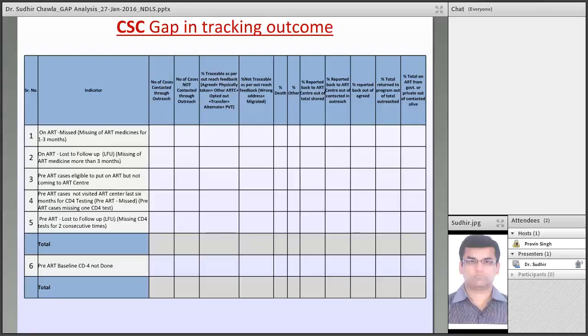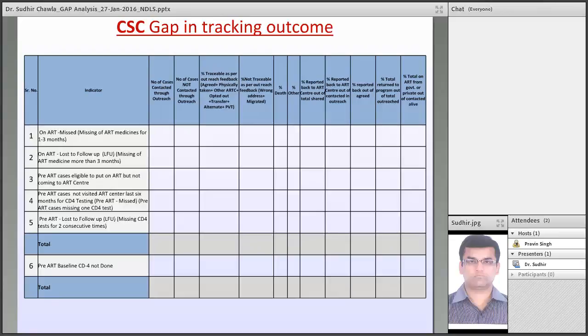If there are some genuine reasons, we can work on them, reduce this gap, and return these patients to the ART center. We have to work on this. 100% of those who agreed to come should return to the ART center, provided proper counseling is done in the field so that they understand the importance of ART and adherence to ART. Then we can further look at those who returned to the program out of the total outreach.